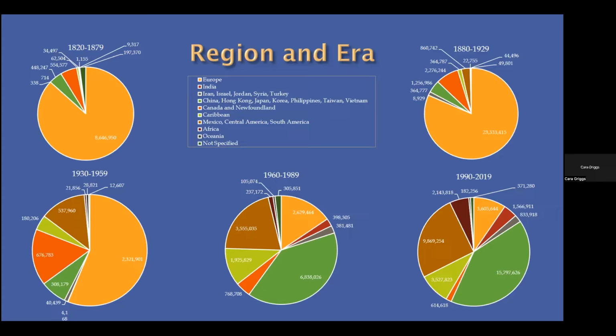I used the U.S. Department of Homeland Security's Yearbook of Immigration Statistics for 2020 to create these charts. The link to the sources is in your handout. They provide a lot of Excel spreadsheets.